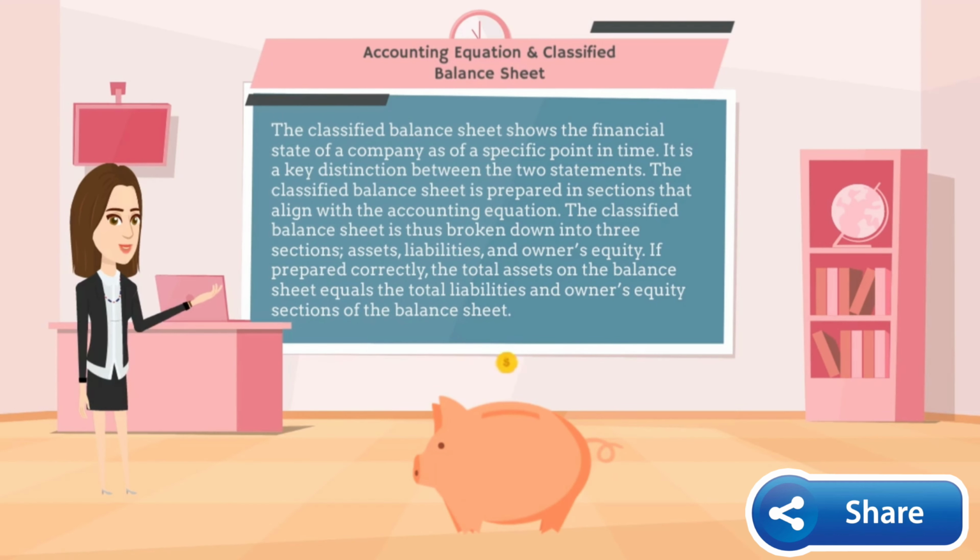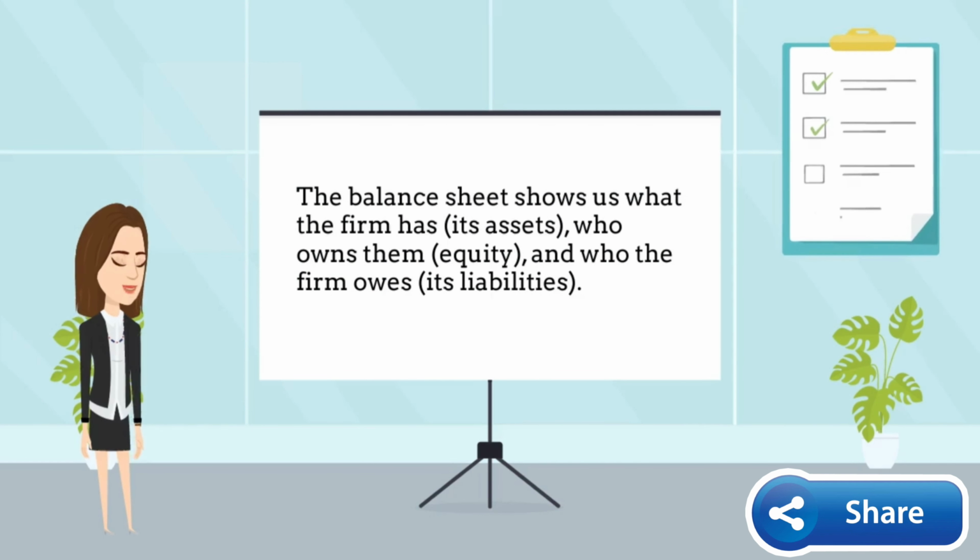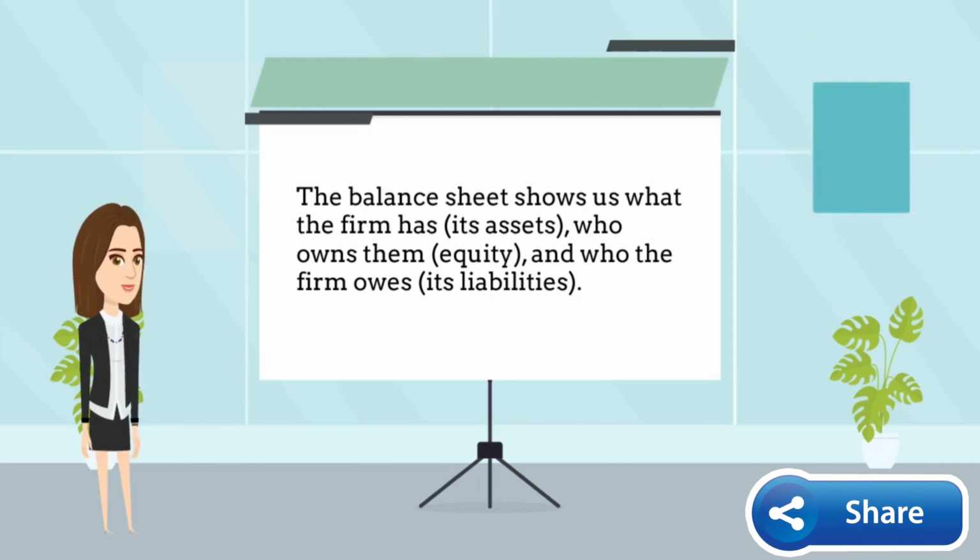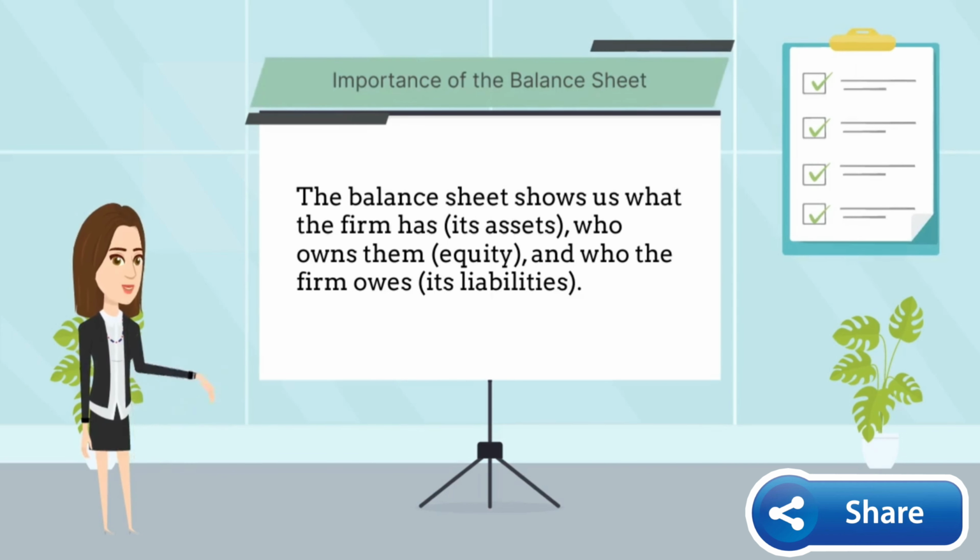The classified balance sheet shows the financial state of a company as of a specific point in time. It is a key distinction between the two statements. The classified balance sheet is prepared in sections that align with the accounting equation. The classified balance sheet is thus broken down into three sections: assets, liabilities, and owner's equity. If prepared correctly, the total assets in the balance sheet equal the total liabilities and owner's equity as of the balance sheet date.